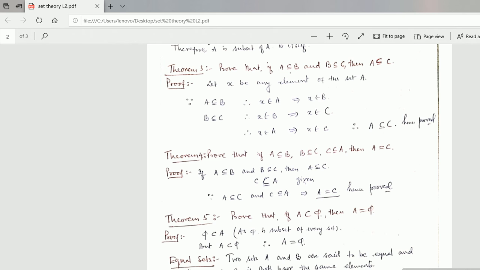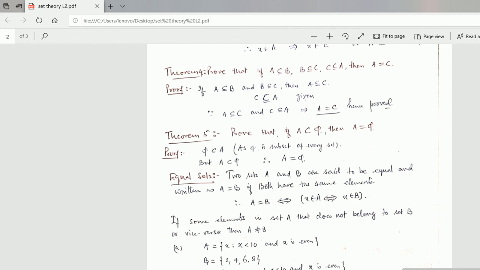Theorem number 4. Prove that if A is a subset of B, B is a subset of C, and C is a subset of A, then A is equal to C. Proof: if A is a subset of B and B is a subset of C, then A is a subset of C, and C is a subset of A is given. I am writing this from the above theorem itself. Since A is a subset of C and C is a subset of A, that means A is equal to C.